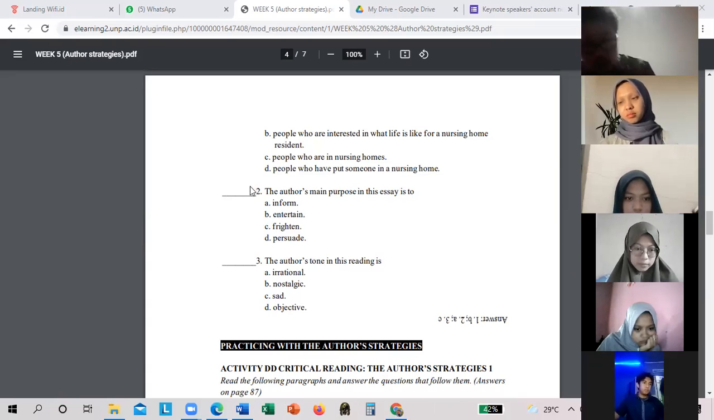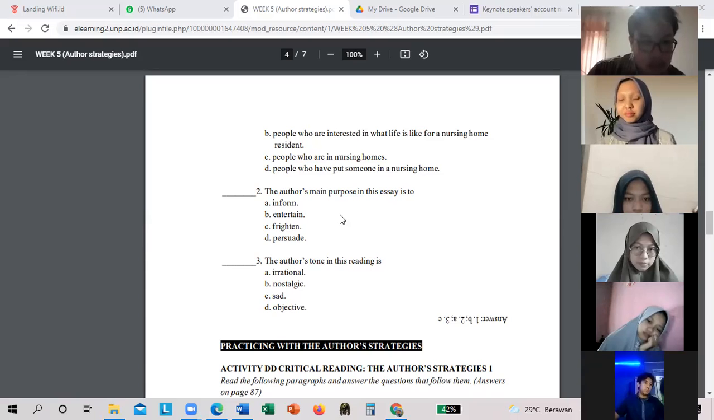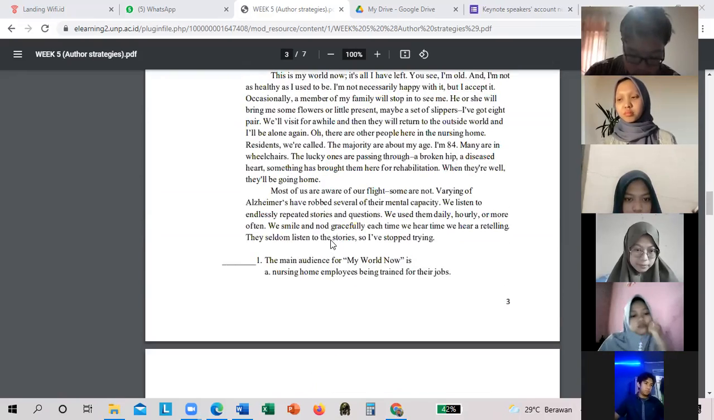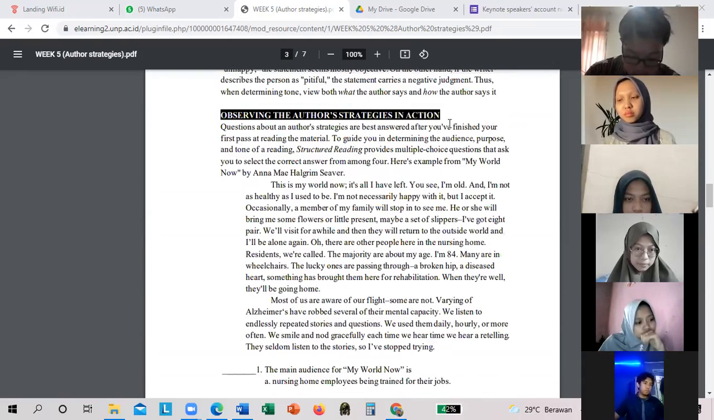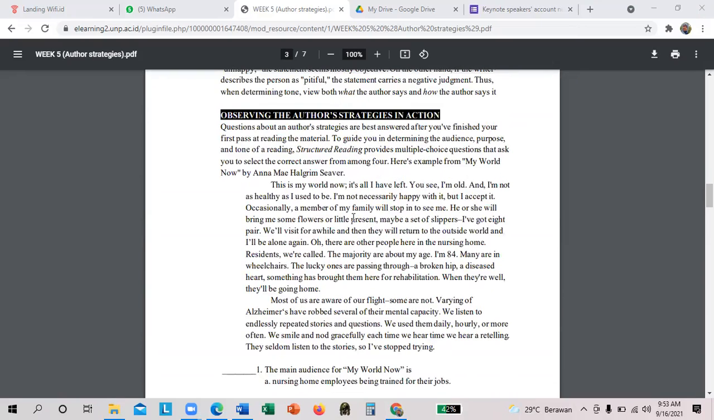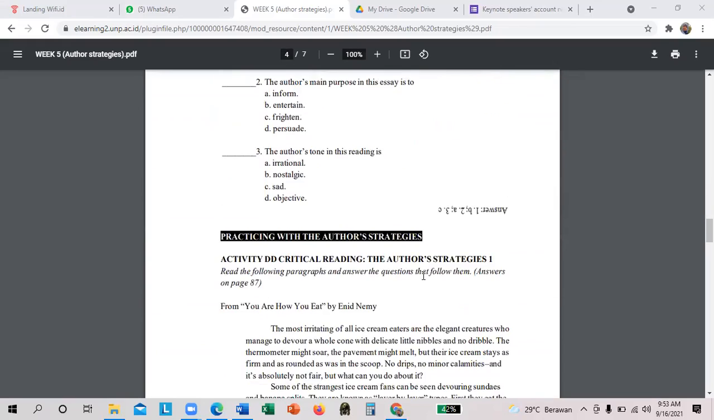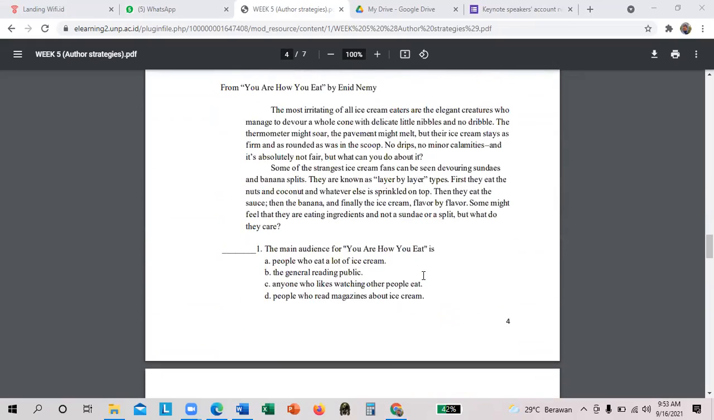Yeah, it's pitiful. So we feel sad. We feel sorry, right? Yeah, we can imagine later if we are living there. Yeah, I'm old, not healthy. I'm not happy. A member of the family will stop in to see me. So they never see you again. So it's pitiful. Yeah, it's very sad. Okay, let's go on with text number 2.